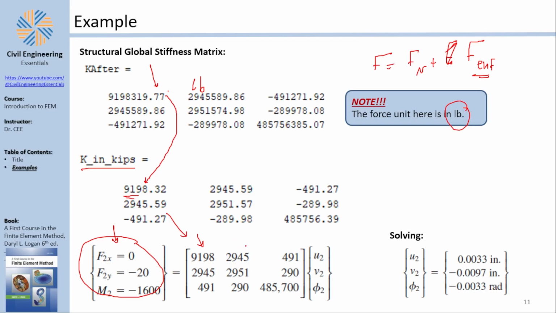Even a normal calculator can calculate that. Solving it, you find your displacements. U2 is this, V2 is this, and Phi2 is this.